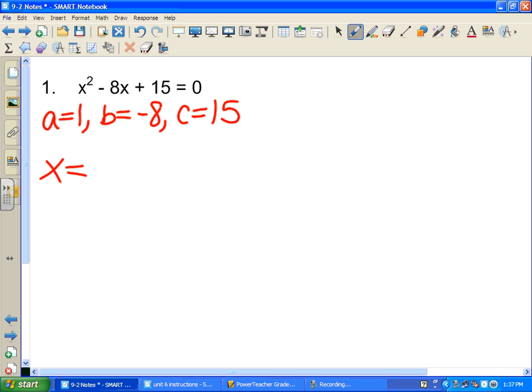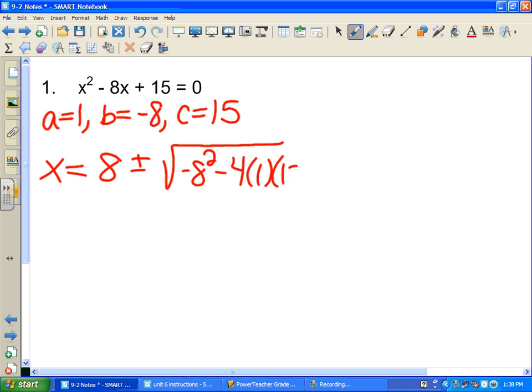So negative B. Okay, what do you do when it's negative B if B is already negative? Yeah, you make it positive. So negative B would be positive 8 plus or minus the square root of B squared minus 4 times A times C, all over 2A. So that's how you plug it into the formula.